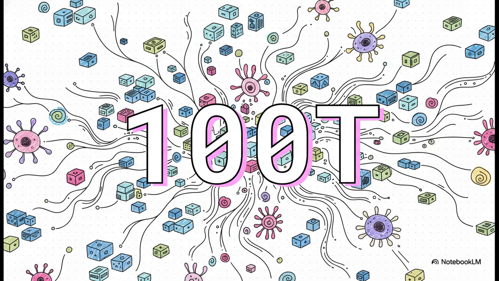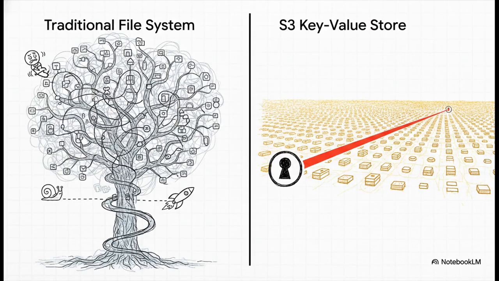So why is this architecture so important? One word: scale. As of 2021, Amazon S3 was storing over 100 trillion objects. 100,000 billion. I mean, just let that number sink in. That's roughly the same number of synapses in a human brain. It's just immense. And that brings us right back to folders.